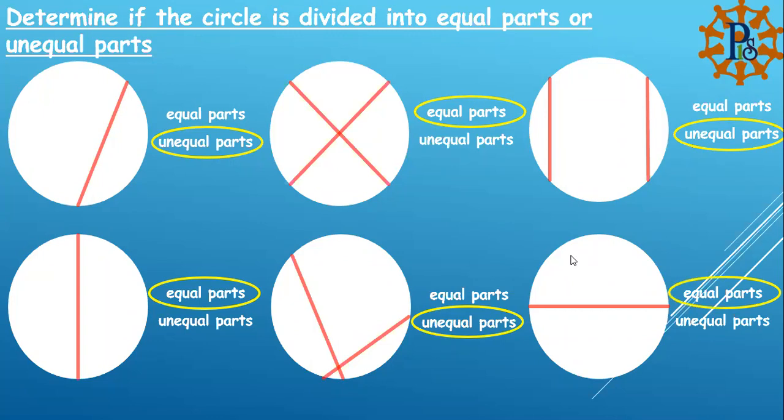This is the first lesson in chapter 5, lesson 101, which talks about equal part and unequal part. Equal part, if the parts are the same size, like this one. Unequal part, like this example, all of the parts are unequal in size. The size is not the same. Okay, this is lesson 101.